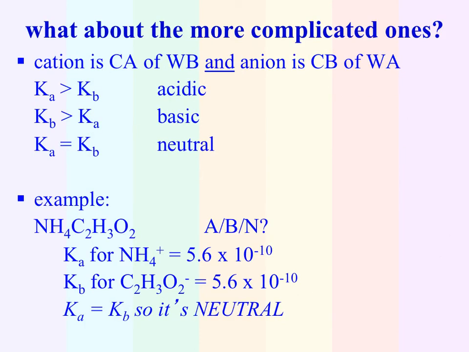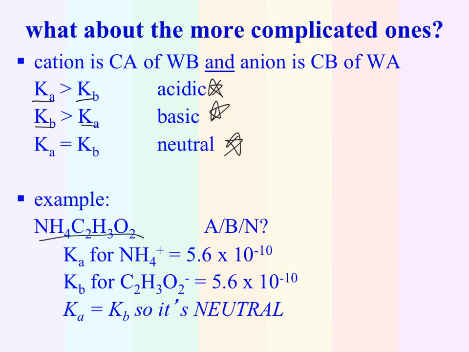So what about more complicated situations in terms of their conjugate acids and conjugate bases present in the salt? If we have a conjugate acid of a weak base, that's our cation, and we have the conjugate base of a weak acid as our anion, so basically we have two things sourced from weak acids or weak bases, we then need to take a look at our Ka values. If your Ka is greater than Kb, you're going to have the acidic situation. If Kb is bigger than Ka, you're going to have a basic situation, and if Ka and Kb are equal, then you'll have a neutral situation.